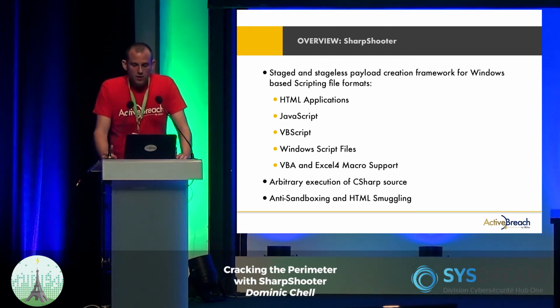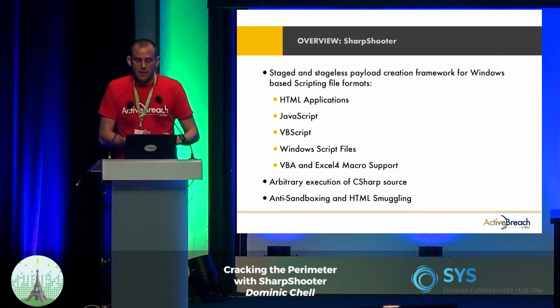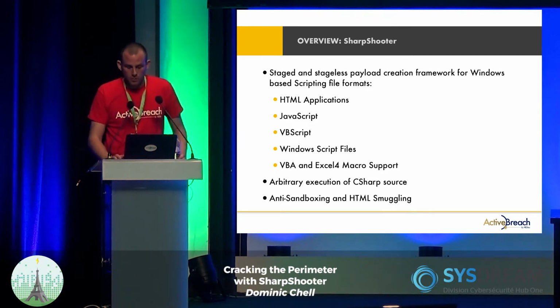When I say staged, what I mean is basically there's a small bit of code that is embedded inside the payload, which is the stager. This will then retrieve the main payload, which in our case is some C# source code. When I say stageless, I basically mean that the full code is embedded inside the script file, and that's what we'll execute when it's run. I included some defensive evasion techniques inside the tool, things like sandbox detection and a technique called HTML smuggling, which I'll talk a little bit about later.